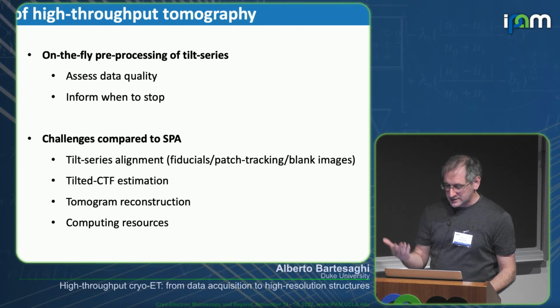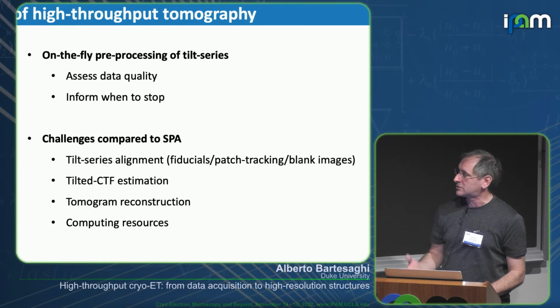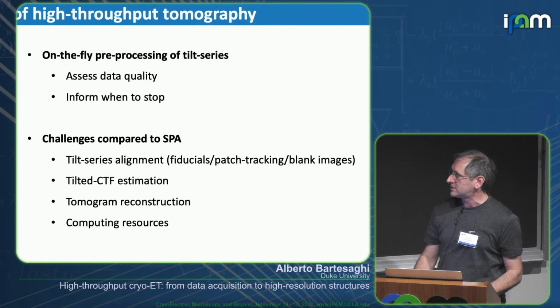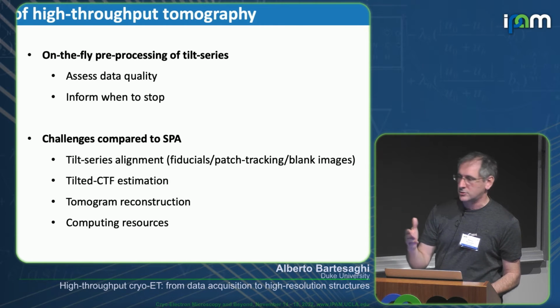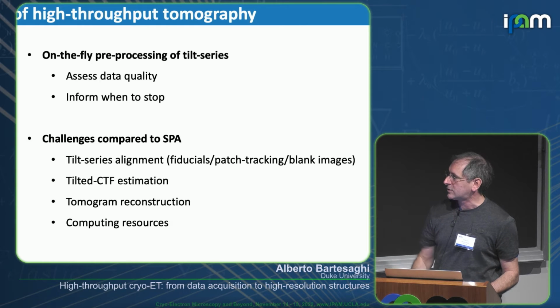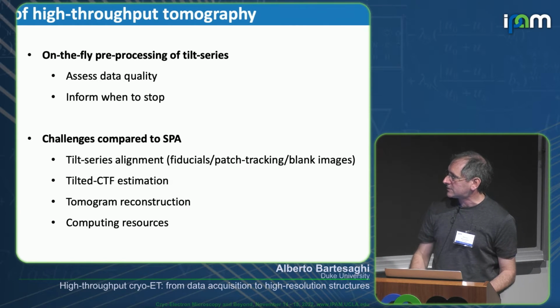Some of the challenges are that now you need to align your tilt series, right? Not just your movies, but also your tilt series. And that has a lot of problems because you may have fiducials or you may not have fiducials, so you need to figure out how to align your data in either case. Sometimes some of the grid bars may blank the beam, and then you have some data that you need to discard, so you need to be able to do that on the fly.